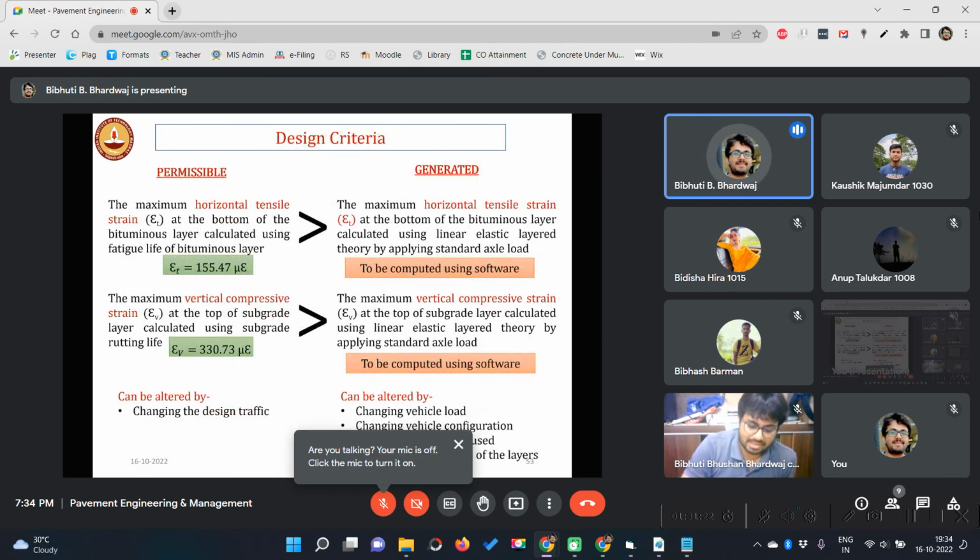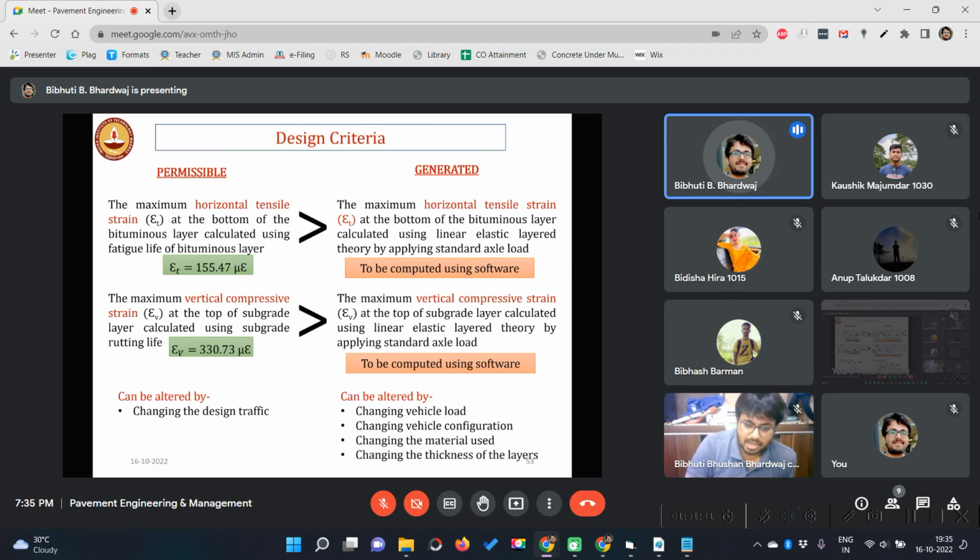So in order to know the generated one, we need to know the software KENPAVE. IIT PAVE is also there, because IIT PAVE, I can share the software, but I face lots of difficulty to install that software.